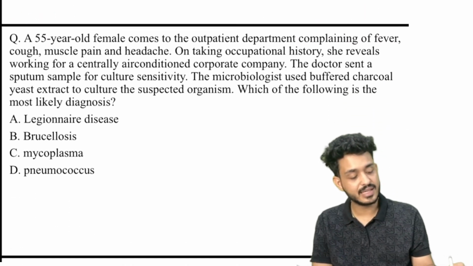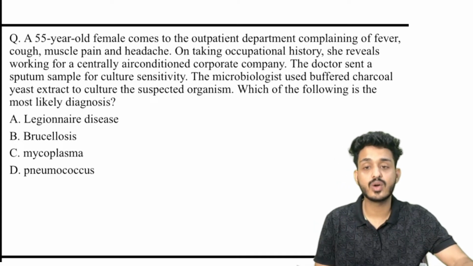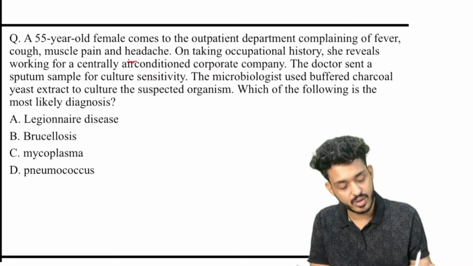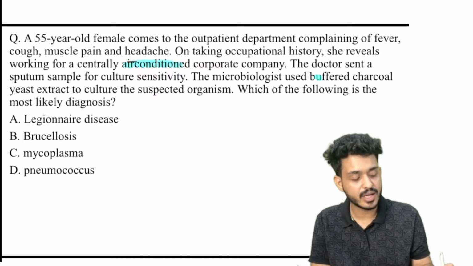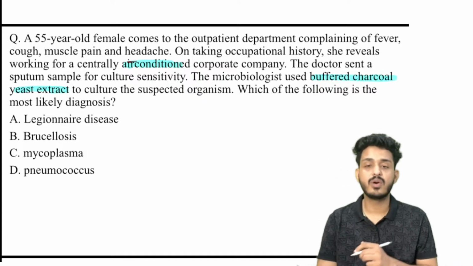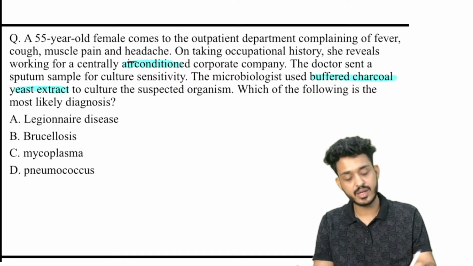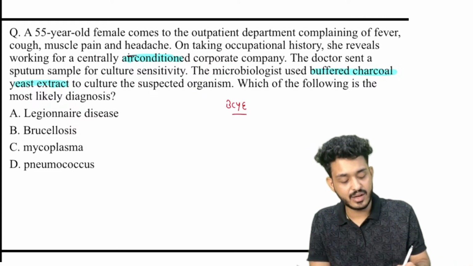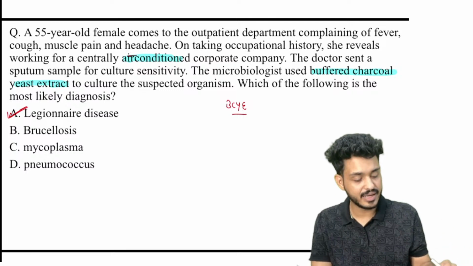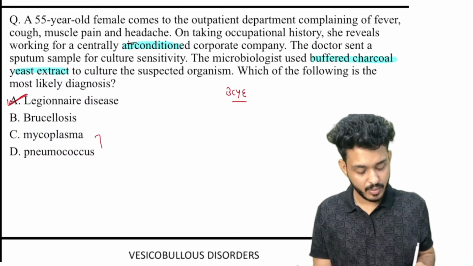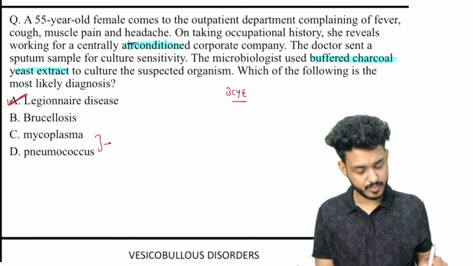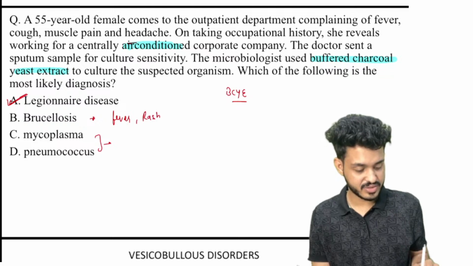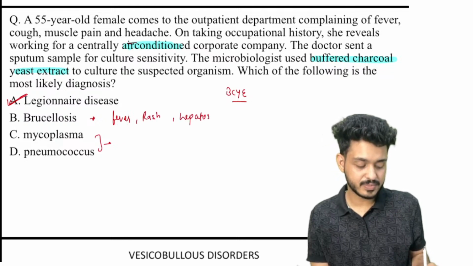This one they are talking about the central AC system, air condition. Second thing, they are talking about BCYE. BCYE is buffered charcoal yeast extract. So BCYE is the thing that we have already seen with Legionella. Legionella, centralized AC system, and this one is the second thing. Mycoplasma and pneumococcus, how will you differentiate? Brucella patient will be having fever, rash, and hepatosplenomegaly.